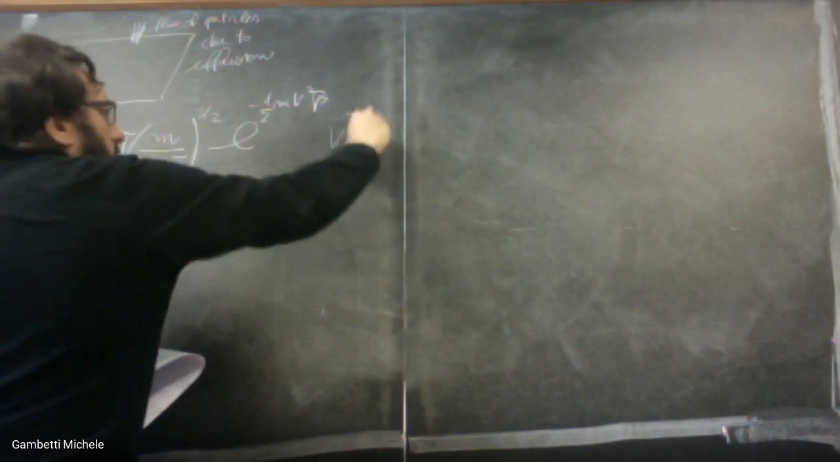Okay, let me write it this way. So this is a factor of pi, and I have m over 2πk_BT to the power of 3/2, all of this. Then I have the exponential, and then I have a v cubed times dv.